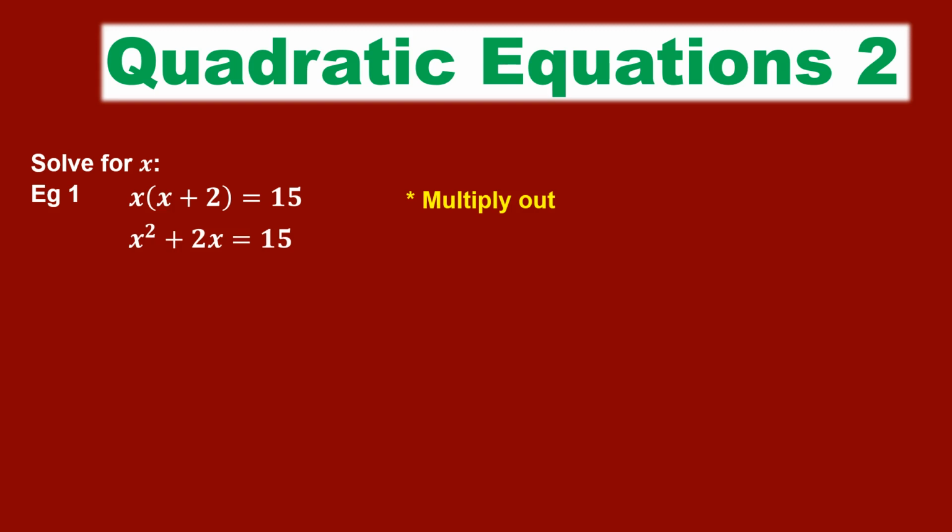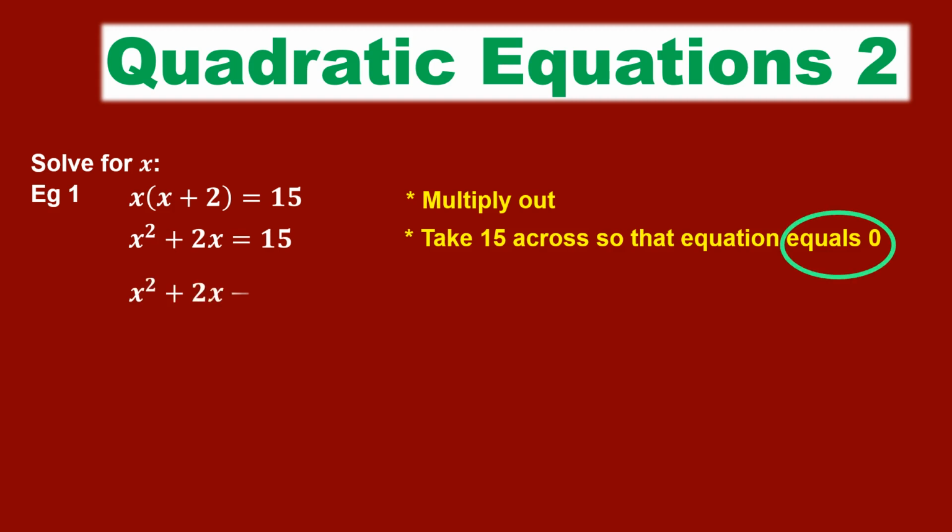Now remember, we can only solve a quadratic equation if there is a 0 on one side. So we will need to take 15 across so that the equation does equal 0. So we end up with x squared plus 2x minus 15 is equal to 0. And now the example is very similar to the examples covered in video 1.